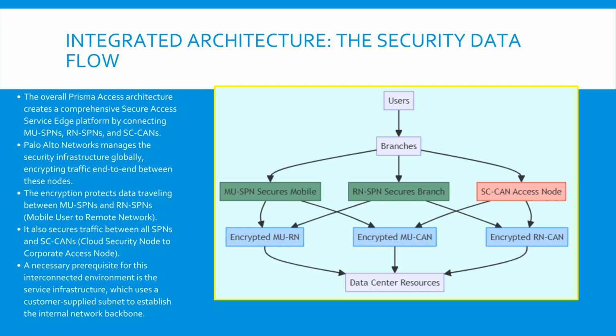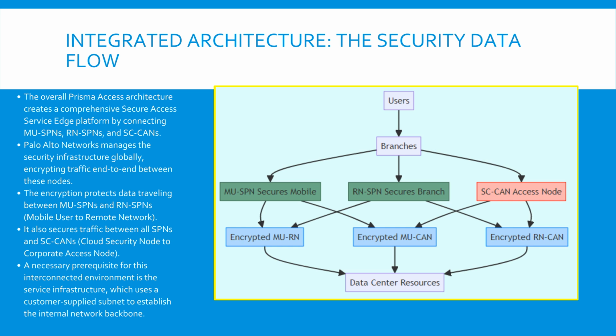A critical security feature is the end-to-end encryption of data traffic across the entire cloud fabric. This encryption is applied when traffic flows between an MUSPN and an RNSPN, enabling secure user-to-branch communication. Furthermore, encryption is enforced between any SPN, whether mobile or remote network, and the SCCANs, ensuring that data entering your private network remains secure. This ensures consistent protection and confidentiality across the entire global network, managed by Prisma Access. What is the main structural characteristic we learned? The Prisma Access architecture connects its specialized security nodes, MUSPNs, RNSPNs, SCCANs, using an encrypted, internal service infrastructure built on a customer-provided subnet.